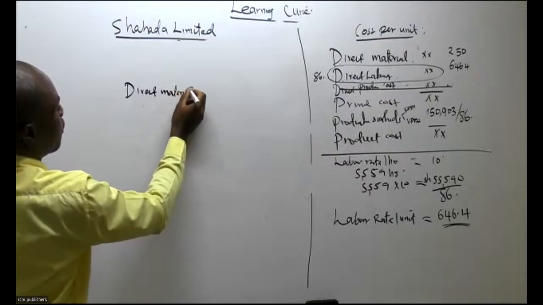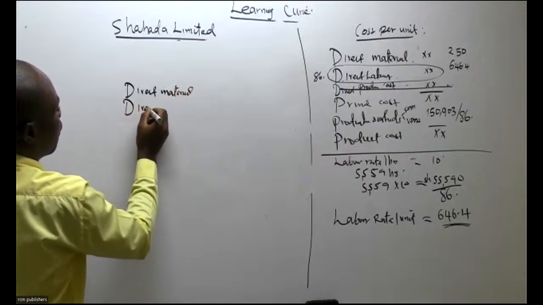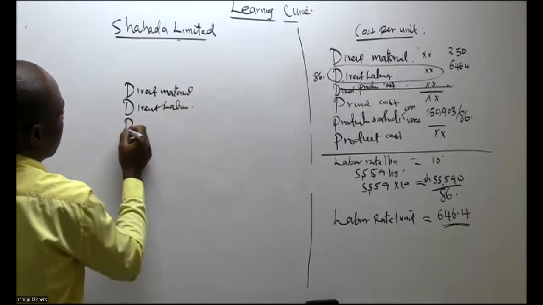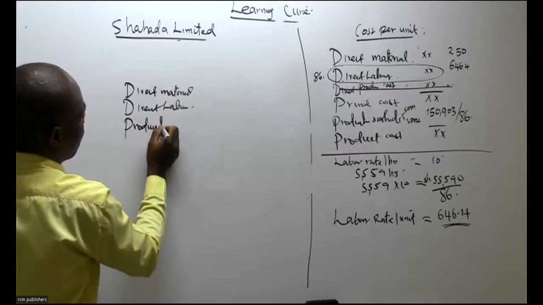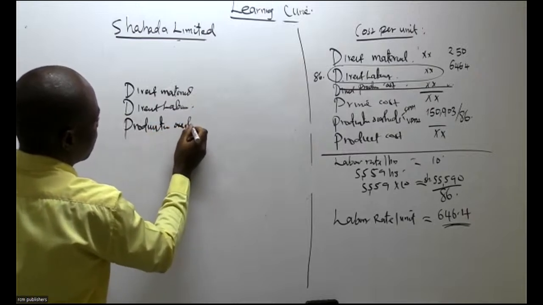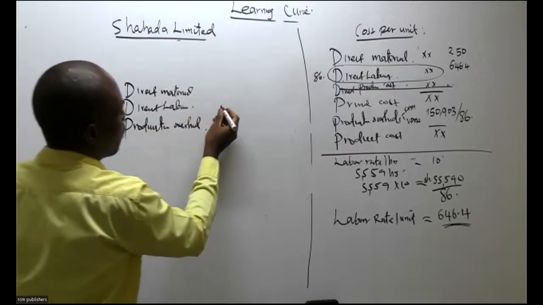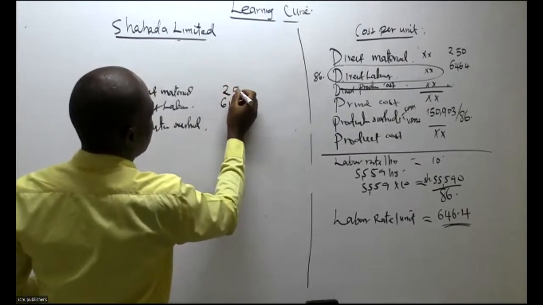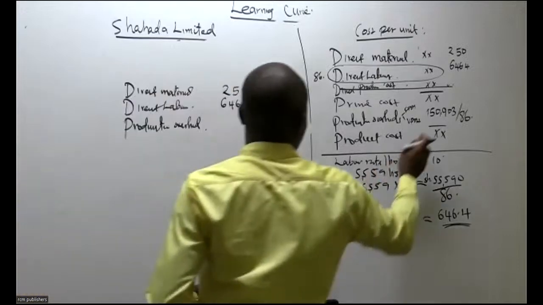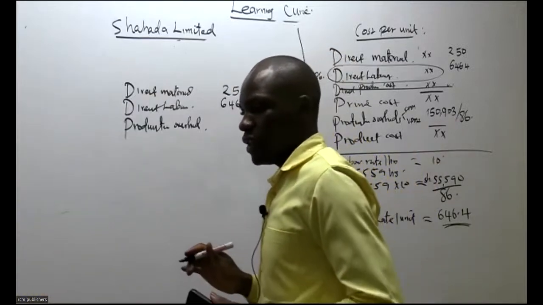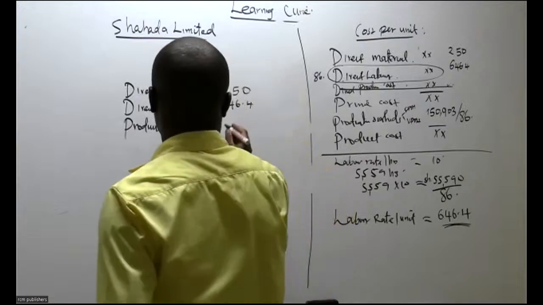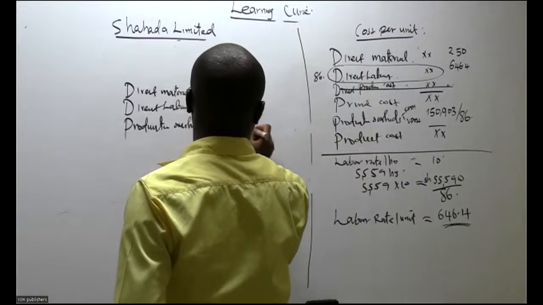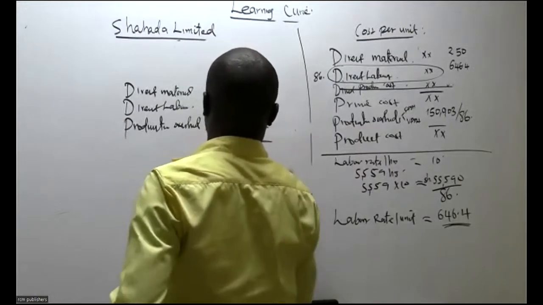Direct material, direct labor, then production overheads. So direct labor has been given 646.4. This one you are given 250 per unit. And this other one you are now giving me 1754.7. When we add all that, what will you have?